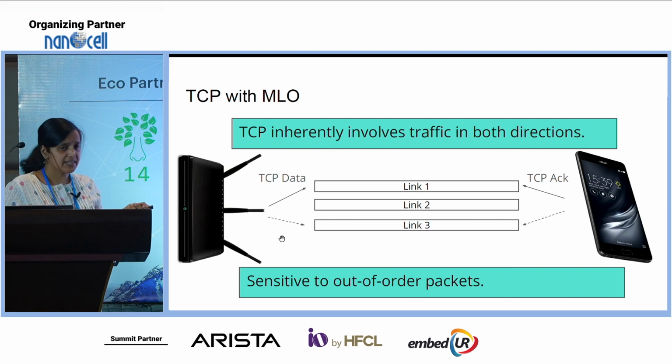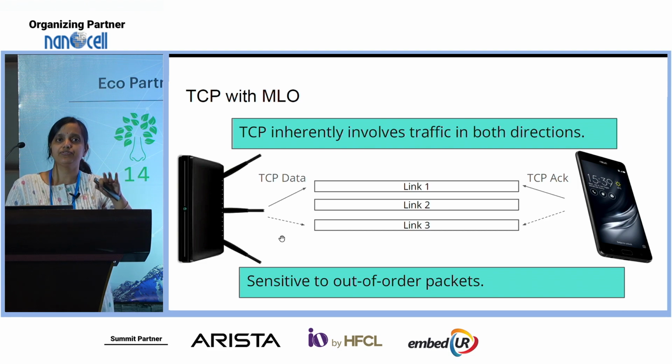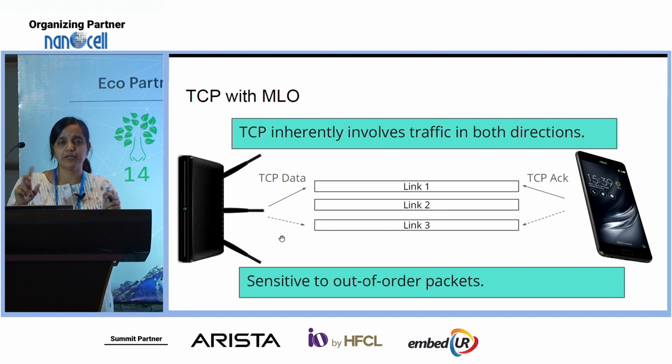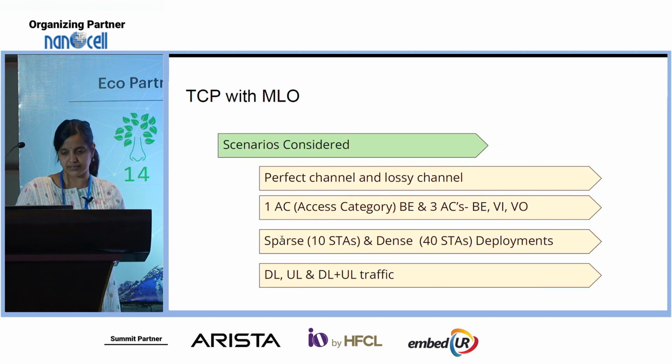And TCP is sensitive to out of order packets, and why am I telling this? Because with multiple links, there might be different latency characteristics of the links. Hence, the latencies might be different across 2 links, and TCP might be very sensitive to these sort of changes.